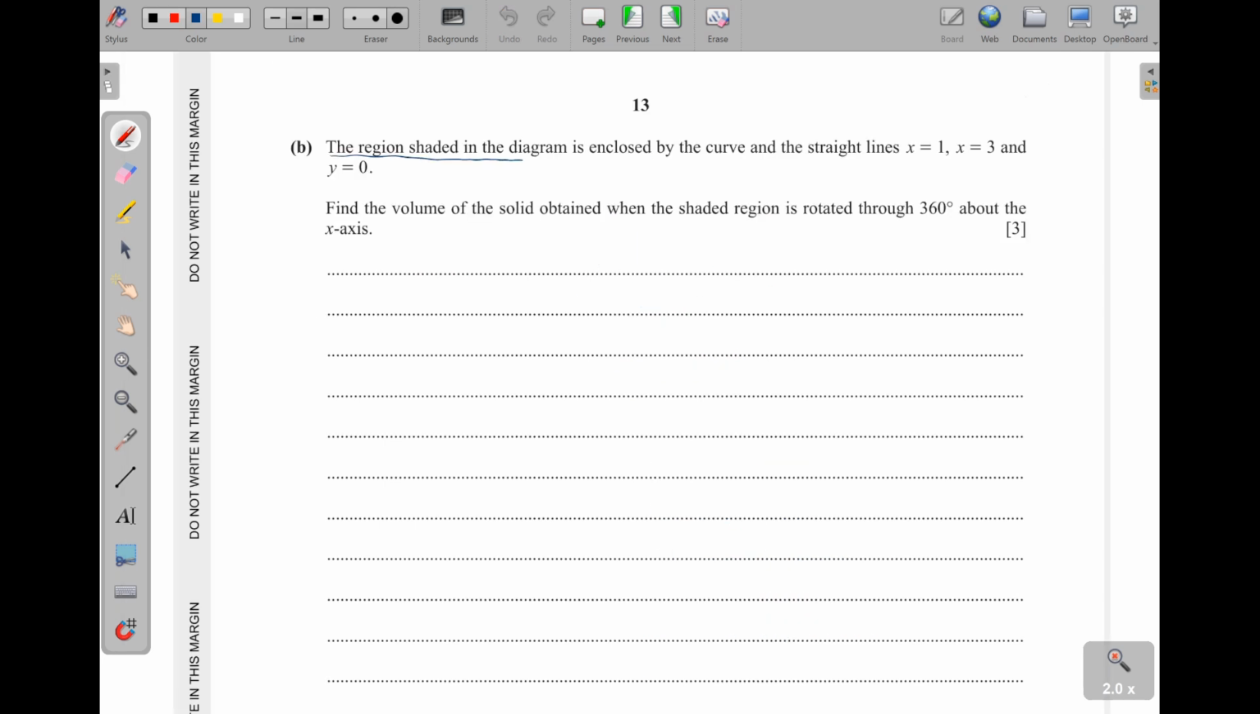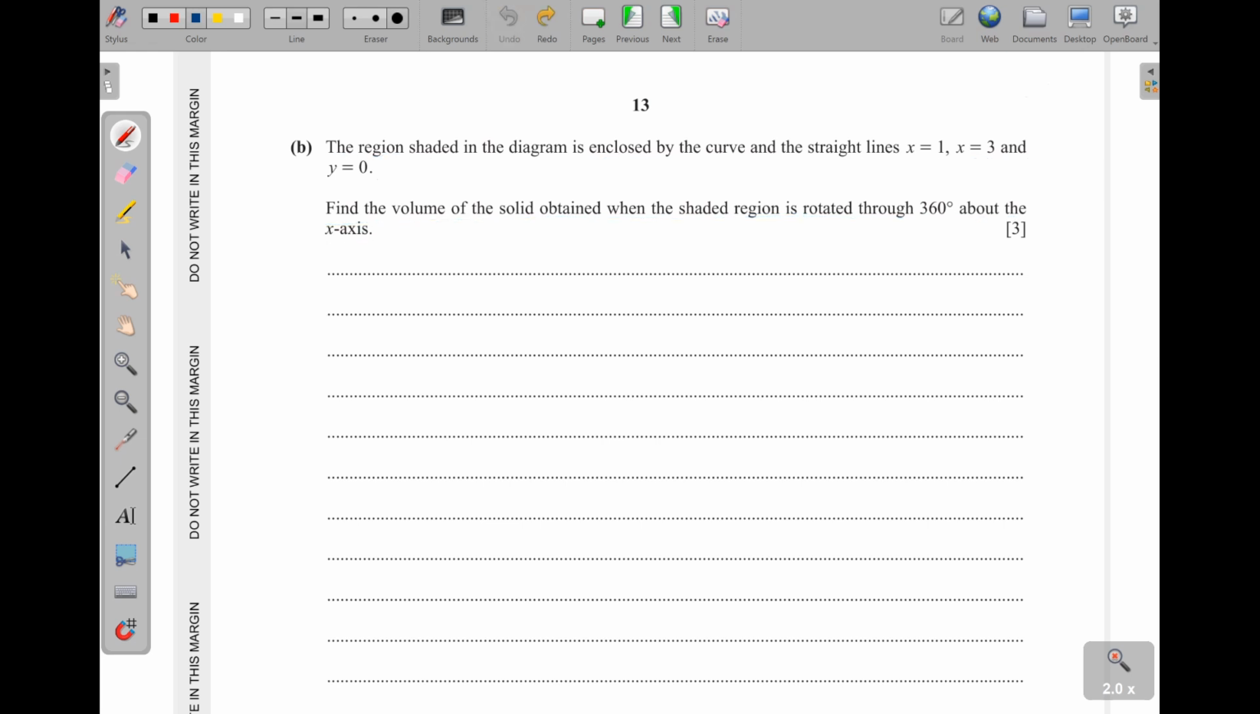Part B, the region shaded in the diagram is enclosed by the curve and the straight lines x is equal to 1 and x is equal to 3, and y is equal to 0. Find the volume of the solid obtained when the shaded region is rotated through 360 degrees about the x-axis.